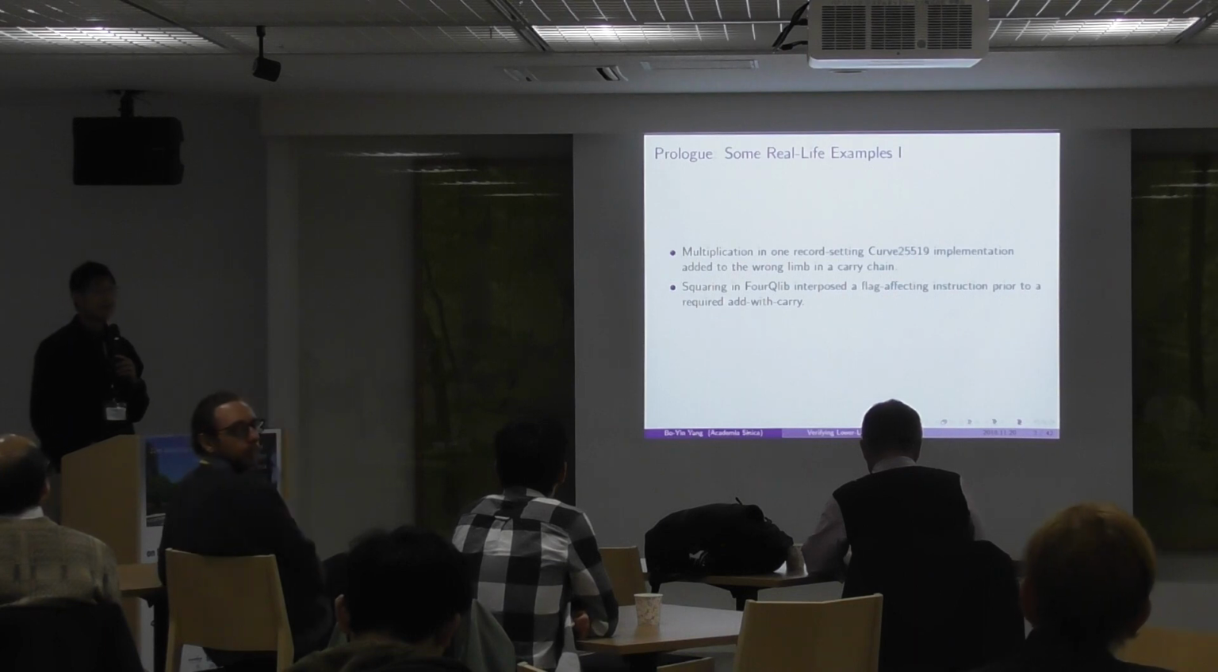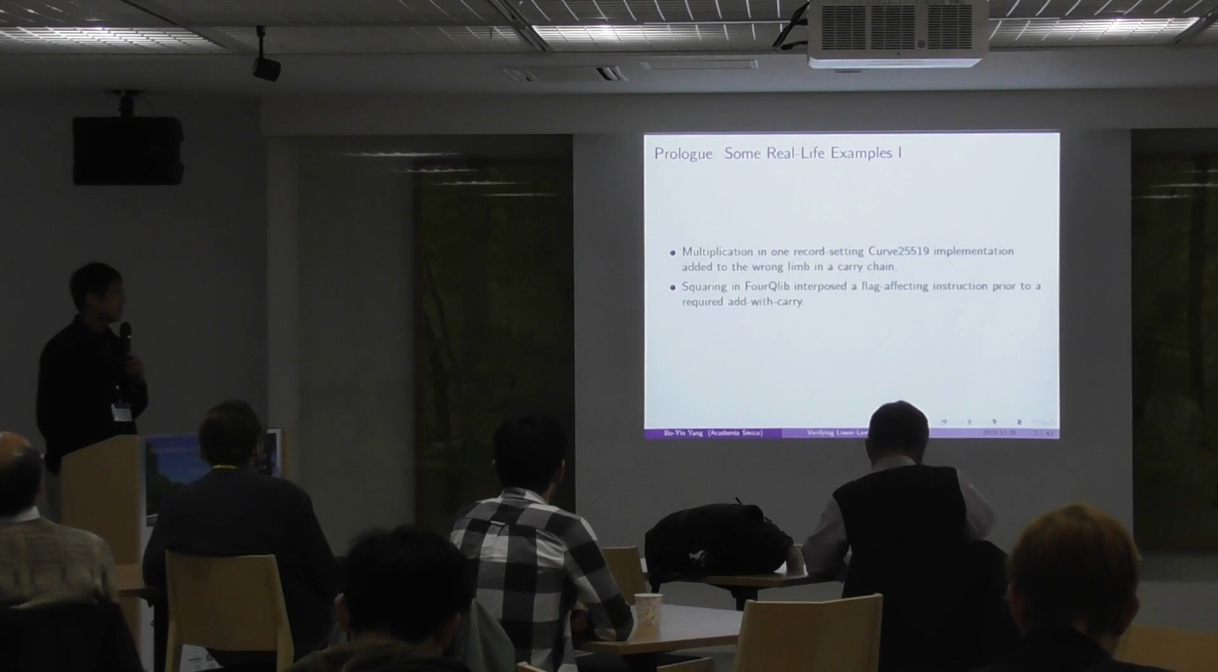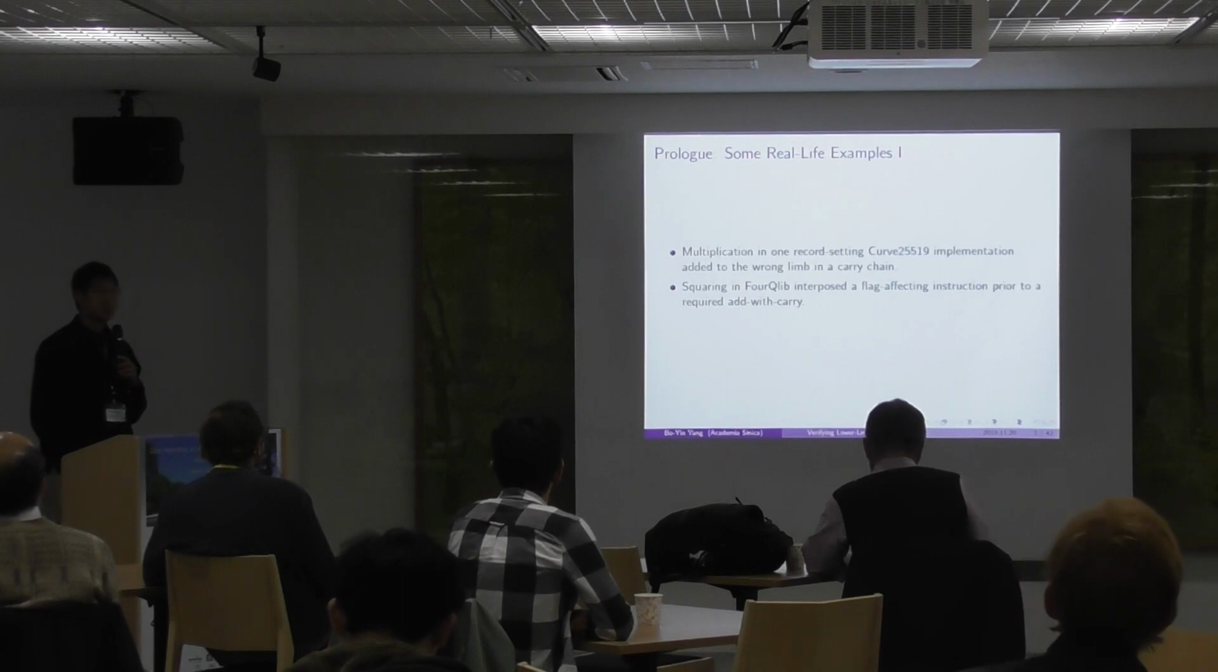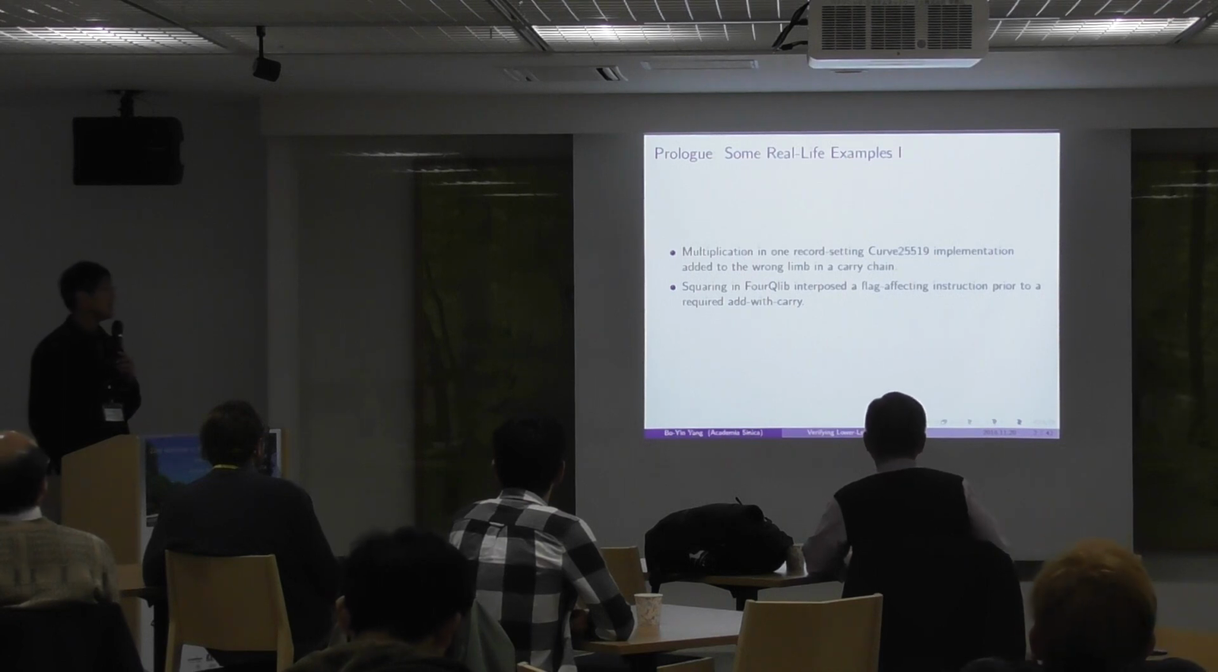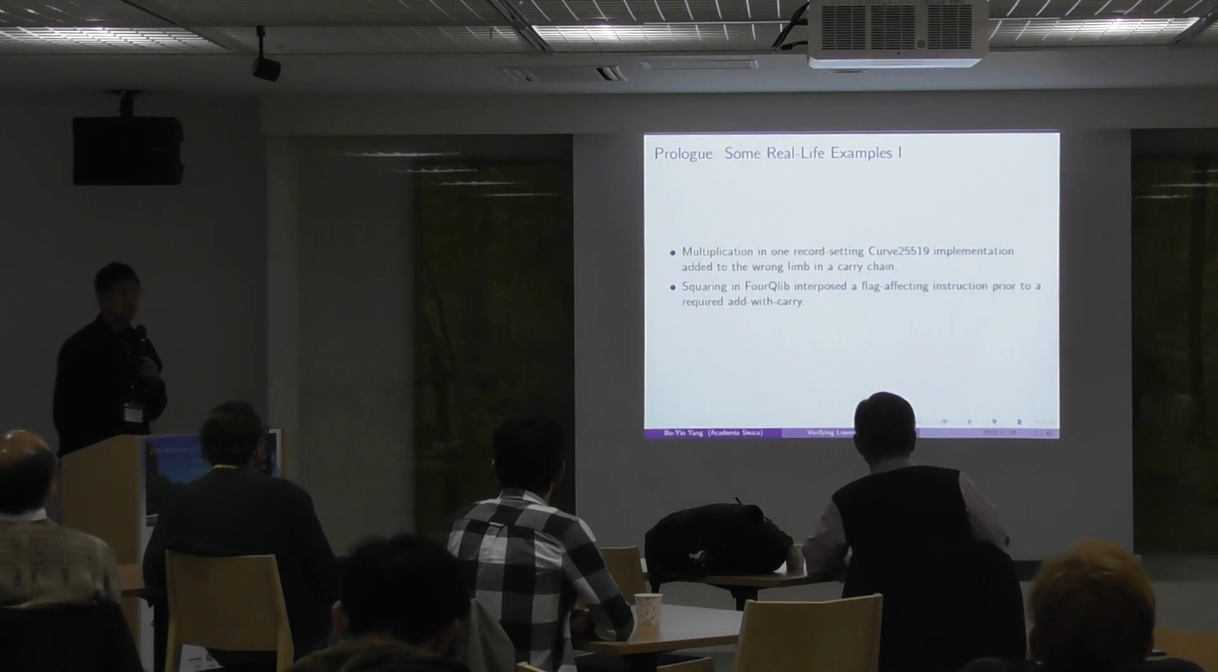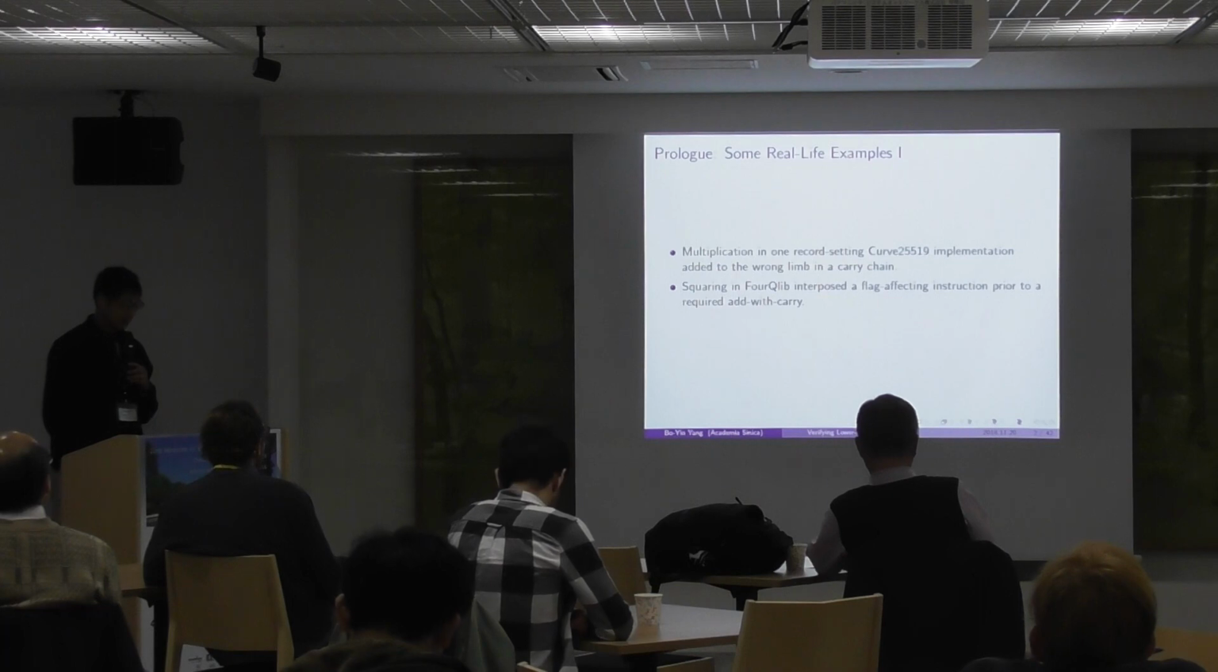Actually had a mistake in that a carry was added to the wrong bin in a chain. The other is that the squaring routine in FourQlib actually interposed a flag-affecting instruction before the add with carry. So these are two of the fastest elliptic curve libraries around.